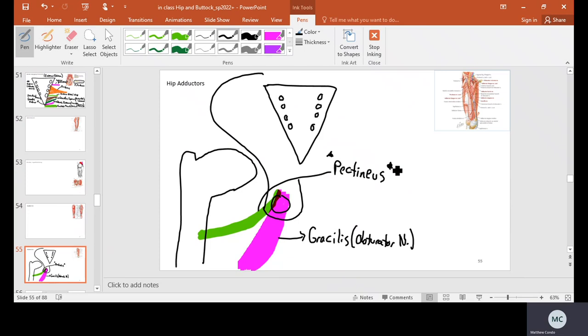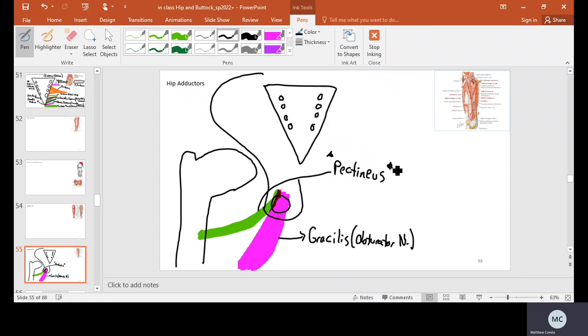Pectineus is also going to serve as one of the two muscles that form the floor of the femoral triangle. And what we're going to learn, and this will probably be on Monday, is that the femoral triangle is extremely important, especially for dry needling, because we have the femoral artery that goes right through it. Safety tip, don't slice open the femoral artery. It's called a tip. So pectineus is going to be one of my other hip adductors, but also a hip flexor.